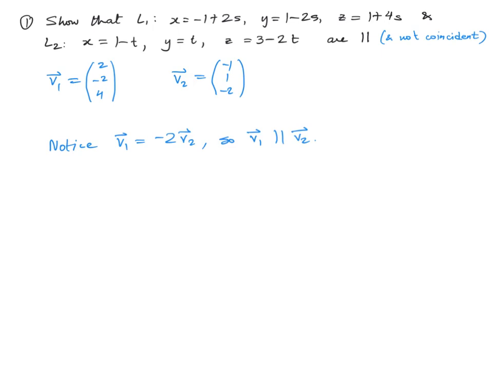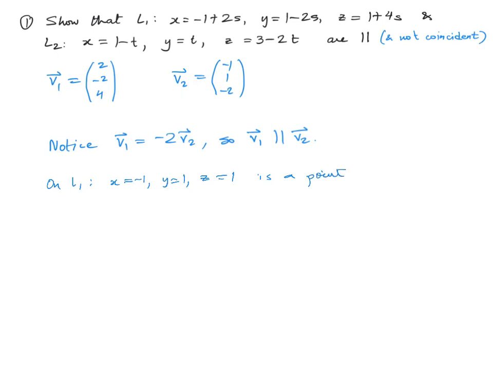So to show that they are not coincident, what we're going to do is find a single point on one of those lines and show that that point can't be on the other line. Once we know that there's one particular point that's on one and not the other, they can't be identical lines. So the easiest thing to do is to pick, for example, s equals 0 and plug it in here to work out one of the points on line 1. So on line 1, x equals negative 1, y equals 1, and z equals 1 is a point.